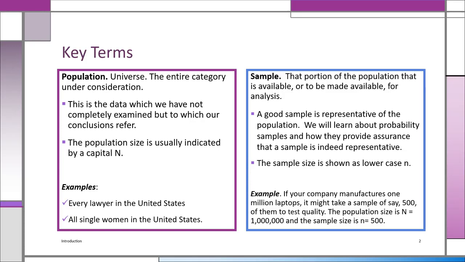So for example, let's say a company manufactures 1,000,000 laptops. They don't want to test 1,000,000 laptops. It'll cost a fortune. So what they'll probably do is take a representative sample of, say, 500 laptops. So the population size, that's the capital N, is 1,000,000. The lowercase n, that's the sample, is 500. So we're going to test the 500, and that's usually what we do in something called quality control. Now you know about a population and a sample.